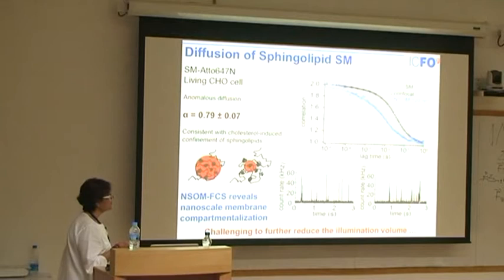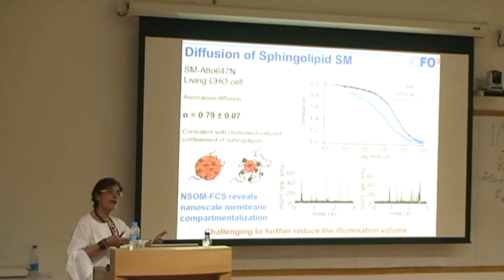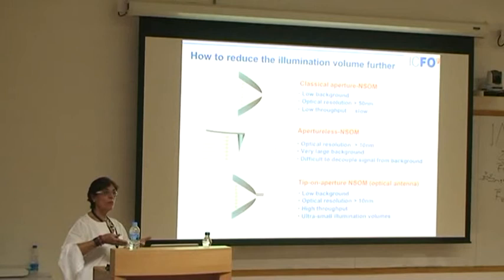Now, we had a bottleneck using these sub-wavelength probes because it's very difficult to reduce even further the illumination volume and still have enough light to illuminate the sample. And that is when the second part, which is current research in our group, started. We went for a different field, called photonic antennas, which are nanostructures that essentially allow you to boost the electromagnetic field while reducing the volume of illumination.